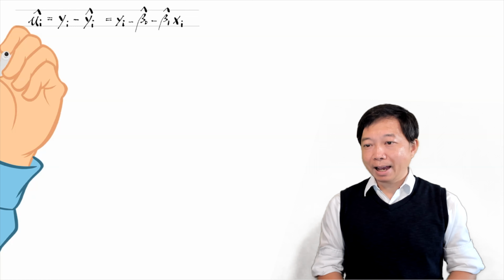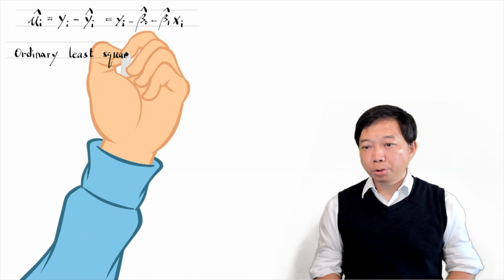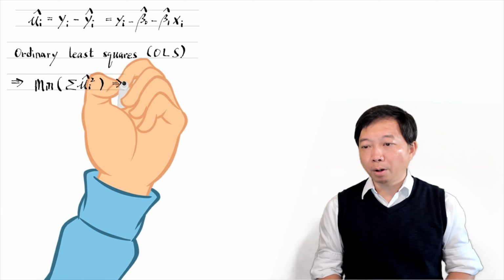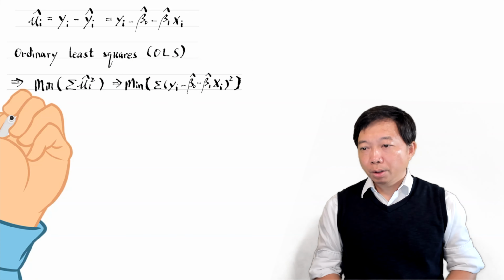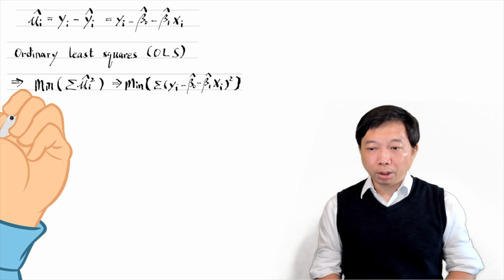The residual mu i is the difference between the actual y i and the fitted value y hat i. We plug in the fitted equation for y hat i. We express the residual as a function of the beta hats. We put it into residual minimization and choose beta hats to minimize the sum of squared residuals. We have two choice variables, beta hat 1 and beta hat 0, and therefore have two first-order conditions.